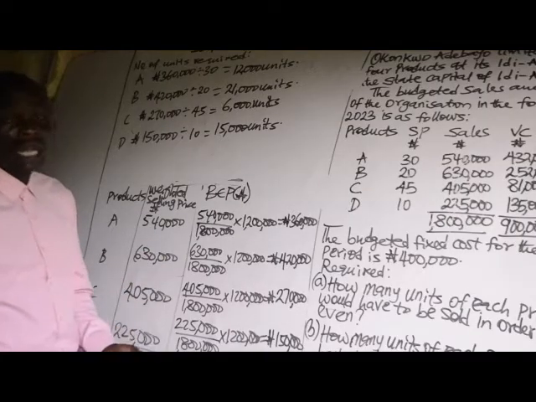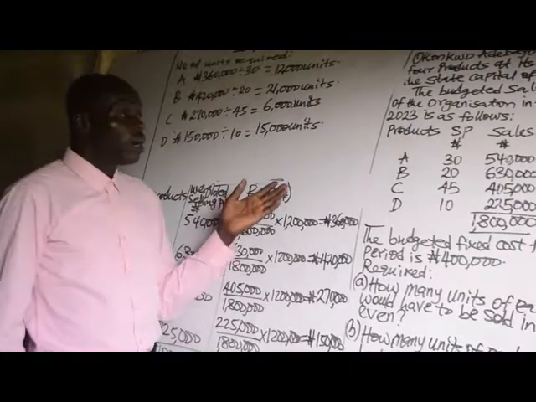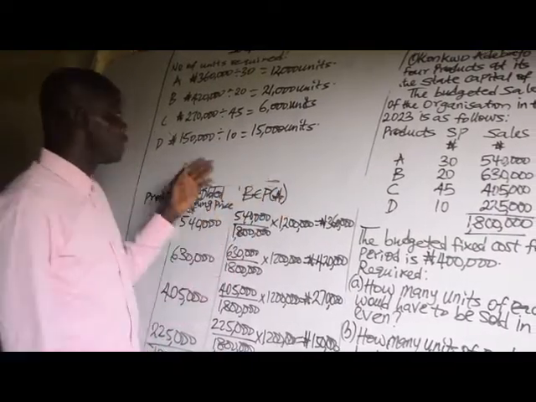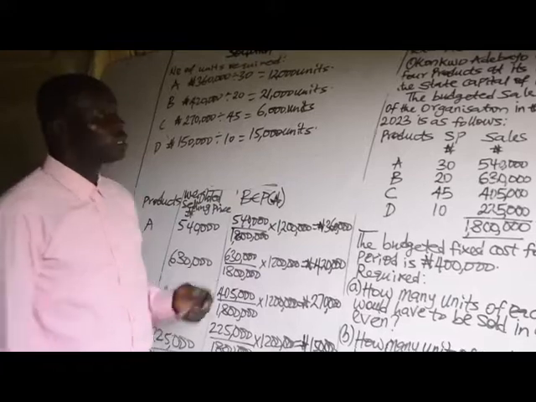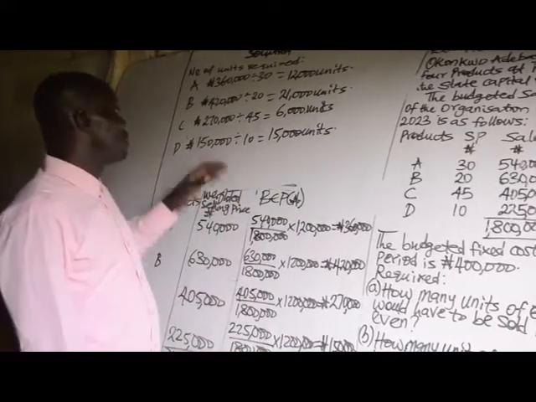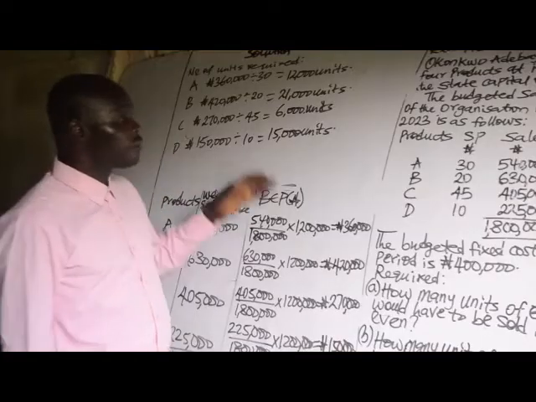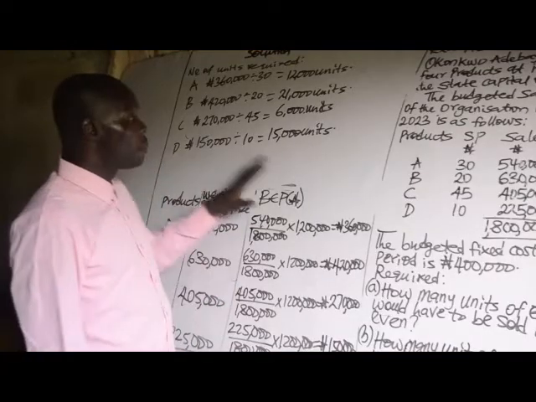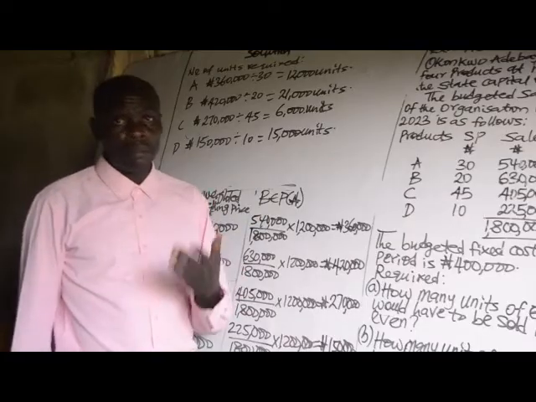Now, this is the end of my presentation on break-even point for multi-product companies. In my subsequent videos, I will provide further worked examples to complement my earlier presentation.